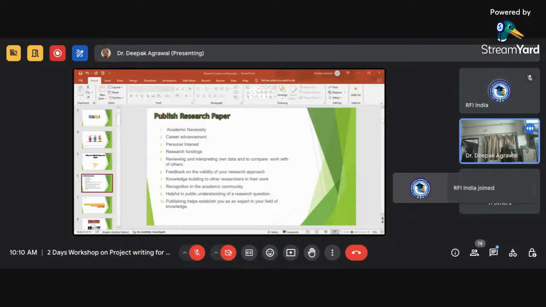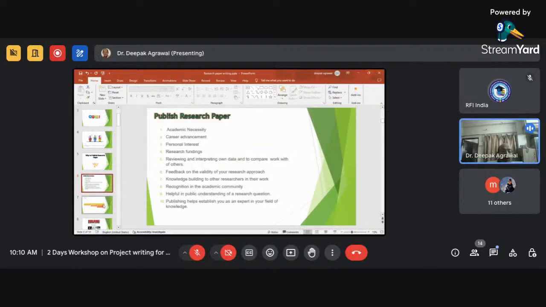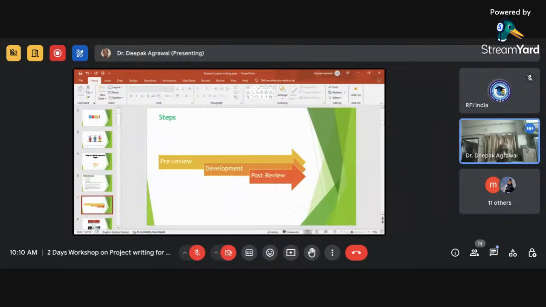Publishing helps establish you as an expert in the field of knowledge. You are expected to be the expert in your domain. Once you are an expert in your domain, you can circulate your ideas and expertise into the particular field. So these are the objectives for getting a research paper published. It all depends upon the perception of the person.